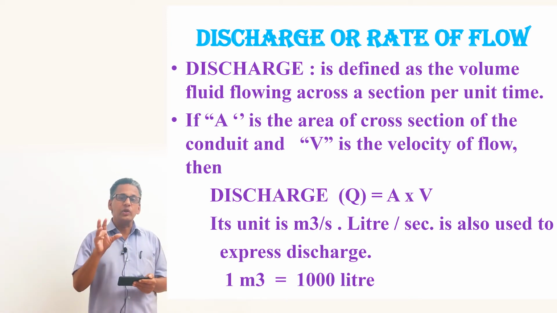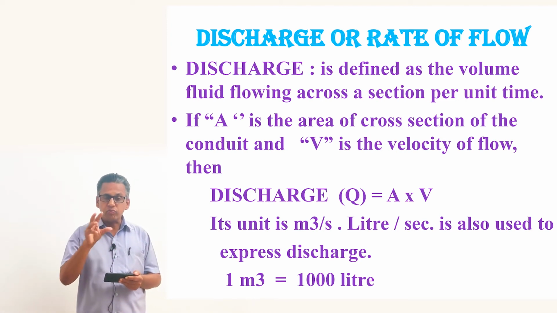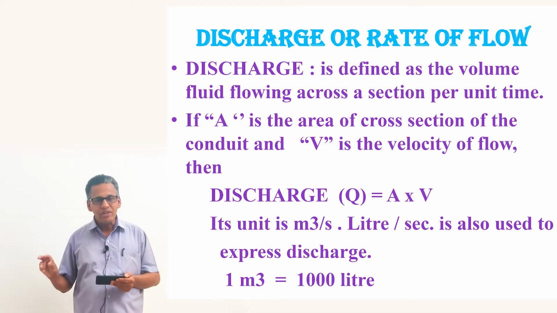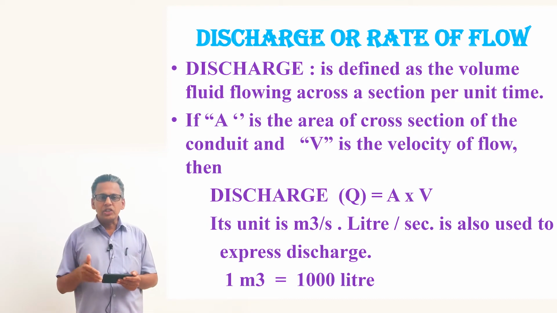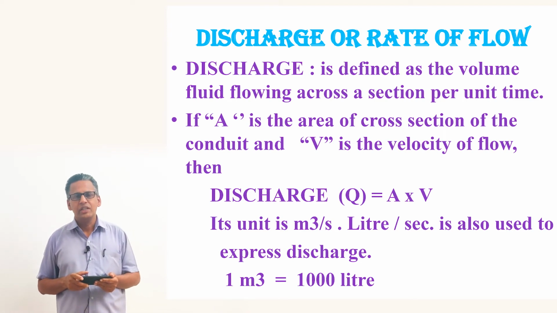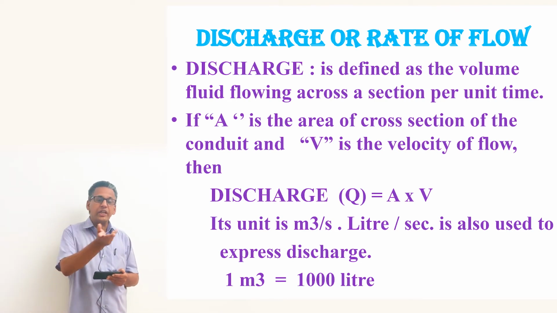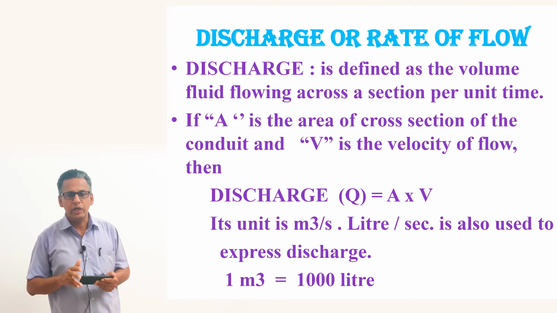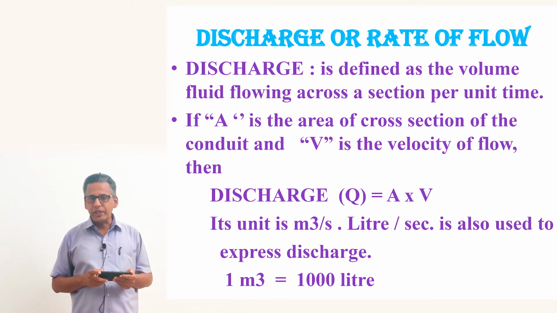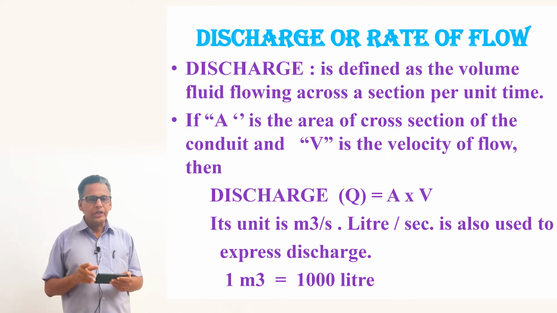So normally what is the unit? Unit is what is volume flow rate, volume of liquid by time. So meter cube per second. In solving problems, sometimes we will be using the unit as liter per second. So you have to convert liter per second into meter cube per second. So understand the relation between meter cube and liter. 1 meter cube is equal to 1000 liter.